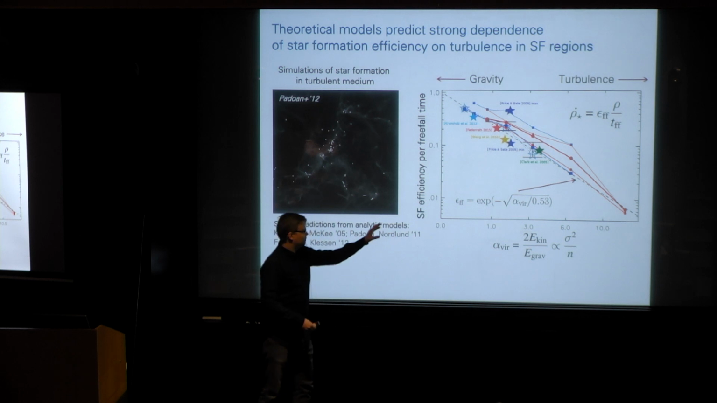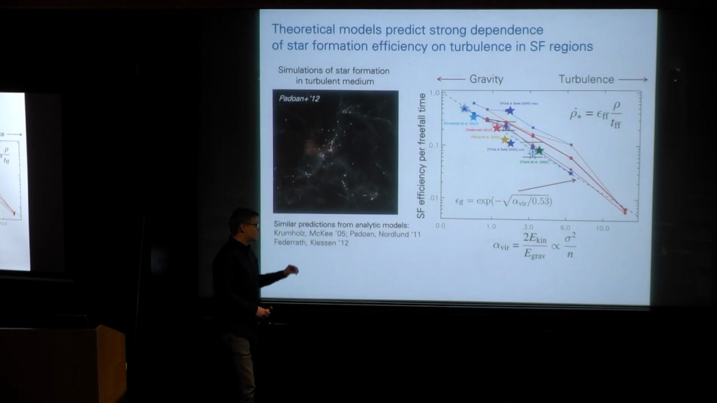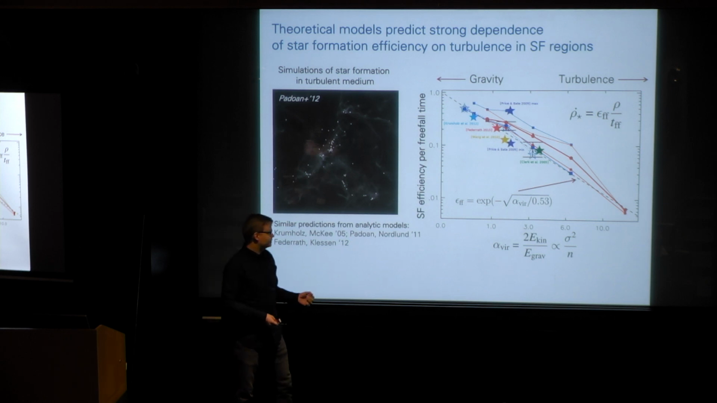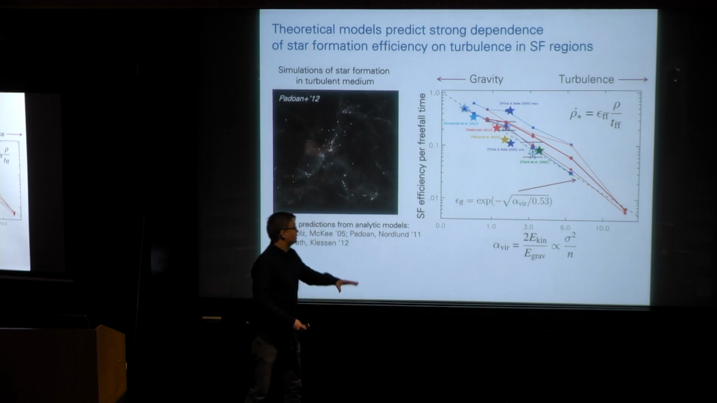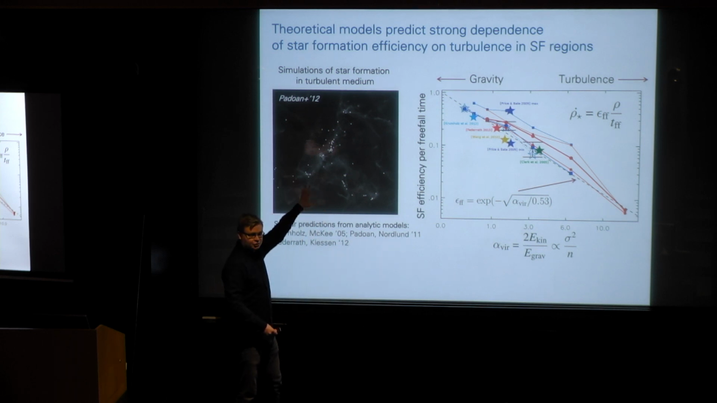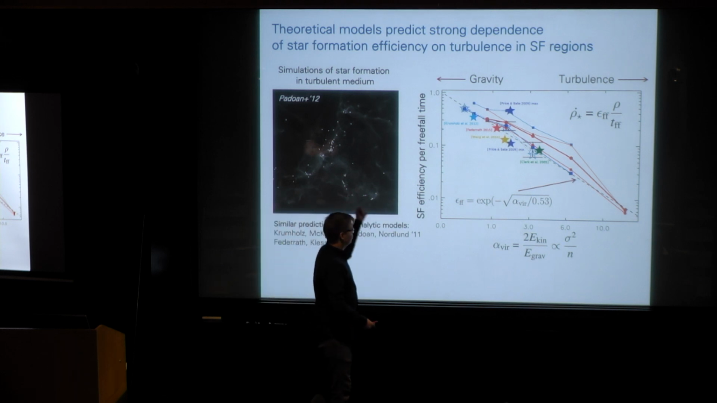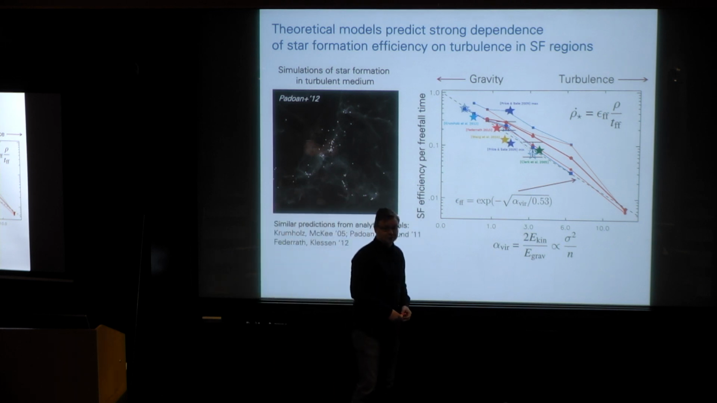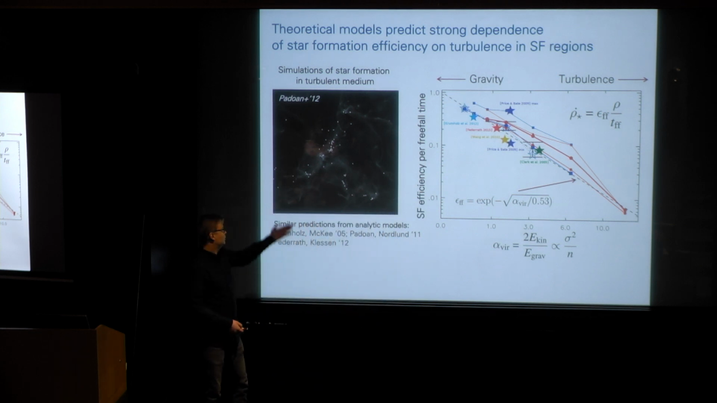A similarly strong dependence on the virial parameter is also predicted by analytical models of star formation in turbulent gas. And in principle, we can use models like this in galaxy-scale simulations as a subgrid prescription. We can assume that something like this happens in each resolution element and use prescriptions to relate properties of turbulence to local star formation. But the problem is that we need to model turbulence on unresolved scales.